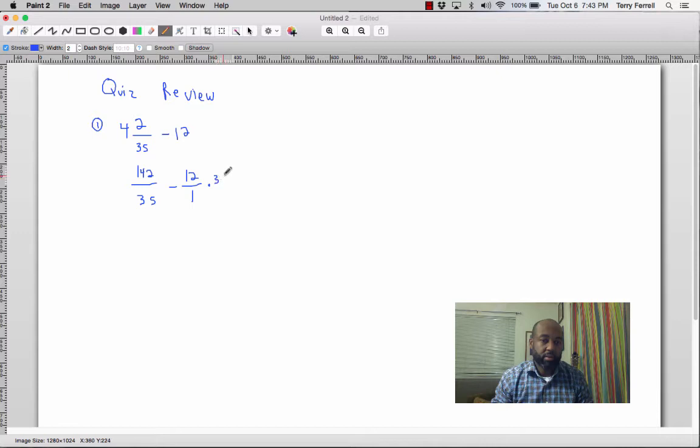Multiply this by 35 over 35, which gives me 142 over 35 minus 12 times 35, which is 420 over 35. And notice here, now we have the same denominator. And when I multiply by 35 over 35, that's just 1. So you really only changed the expression. You just rewrote it here. You found an equivalent fraction.